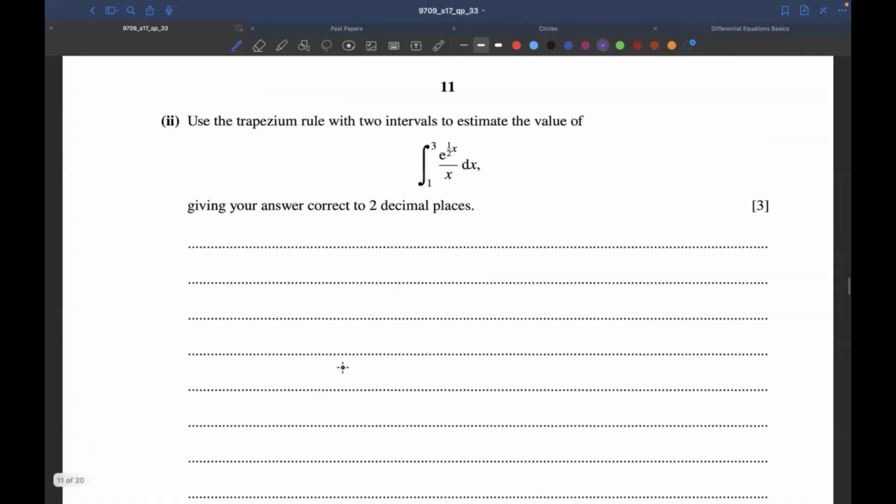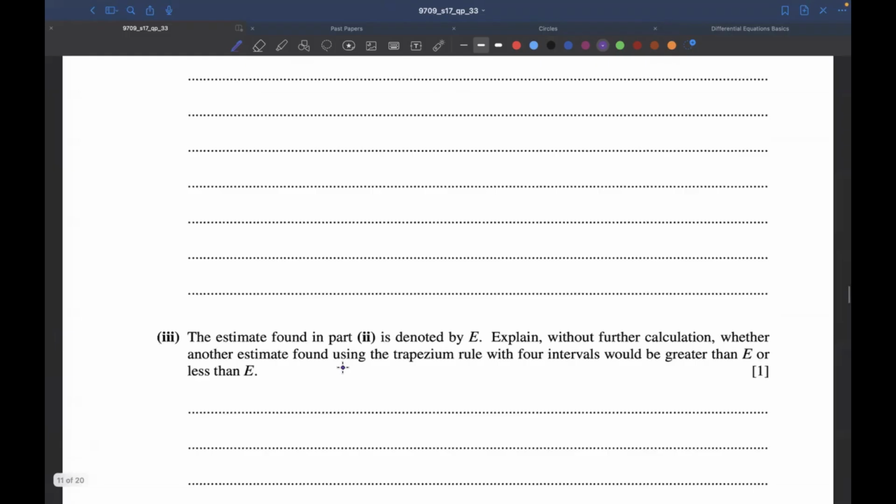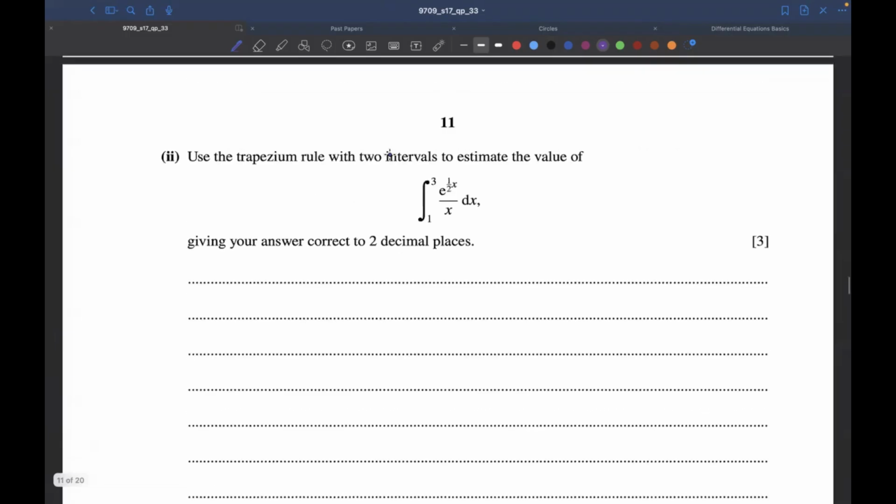In part 2, we have trapezium rule, but that is not part of the syllabus. So we can just ignore this part and we can move on.